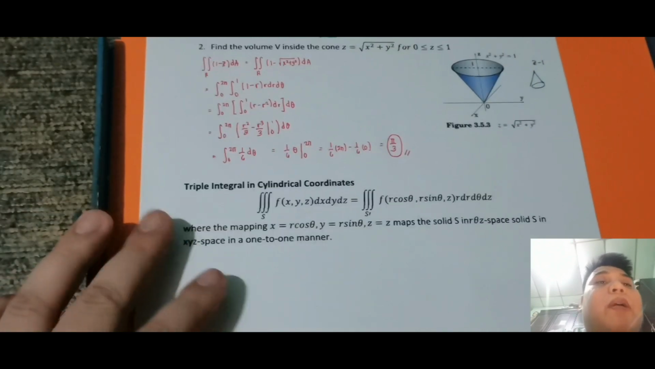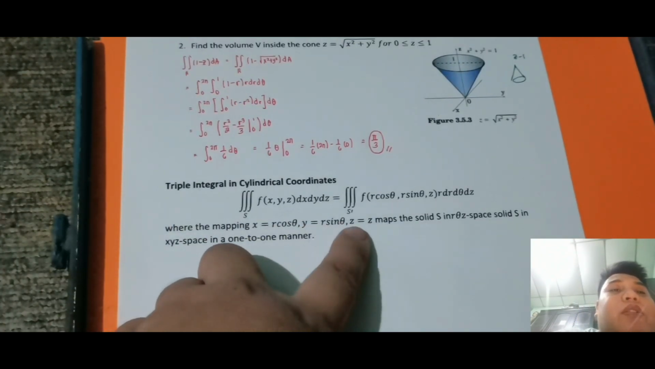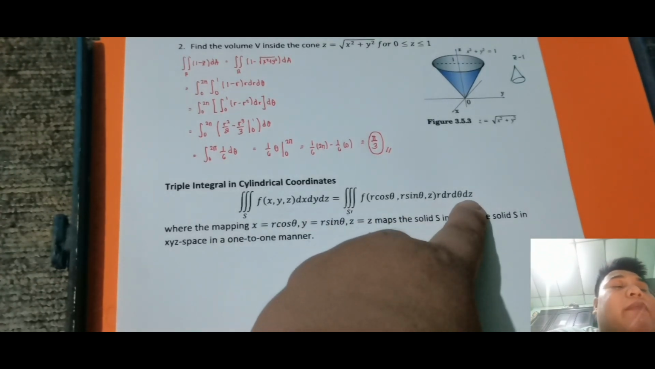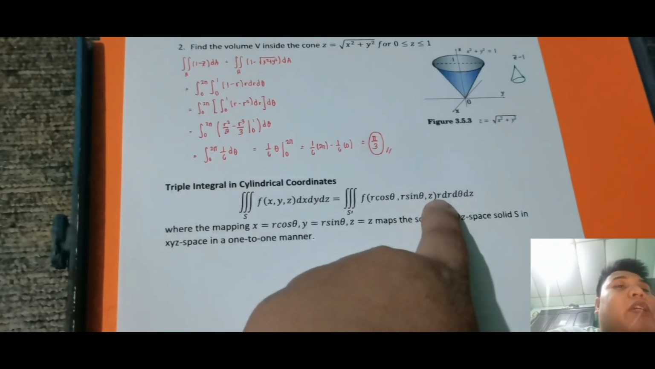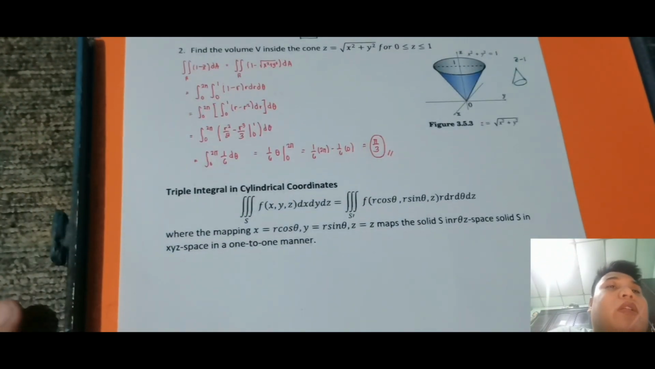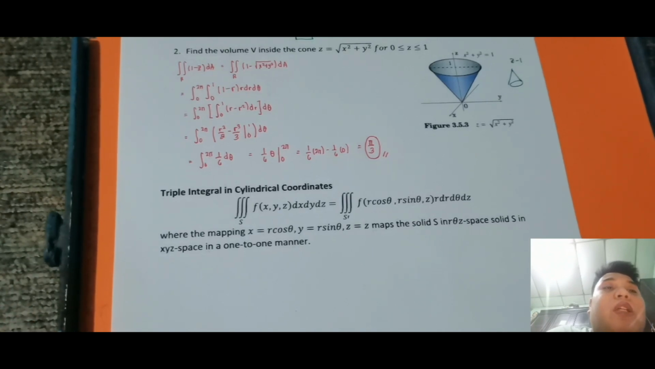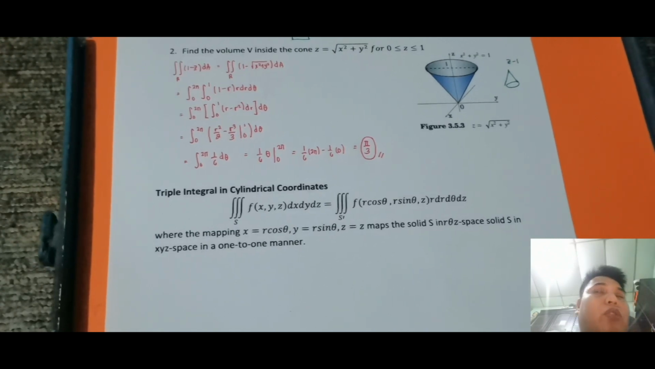Okay, so again, where the mapping x is equal to r cosine theta, y is equal to r sine theta, and z is equal to z. So meaning retain si z. Bakit retain si z? Si dz kasi andoon pa rin. Okay, so from dx, dy, dz, andun pa rin si dz. Okay, that's r dr, d theta, then dz. So meaning r dr, so from radius, so the upper boundary and the lower boundaries are nakadepende sa radius. Then pagdating sa second boundary natin is from theta, so meaning that is yung angular niya. So from theta, that is isang revolution muna.